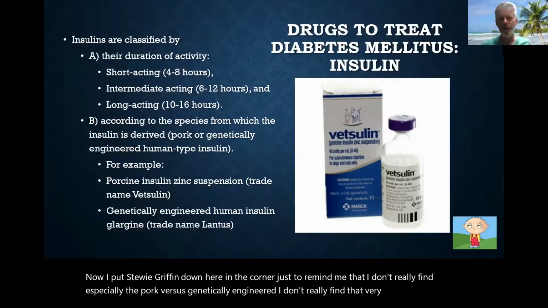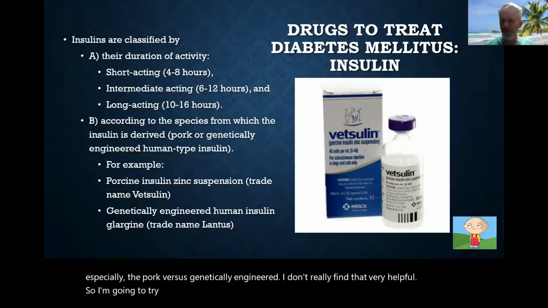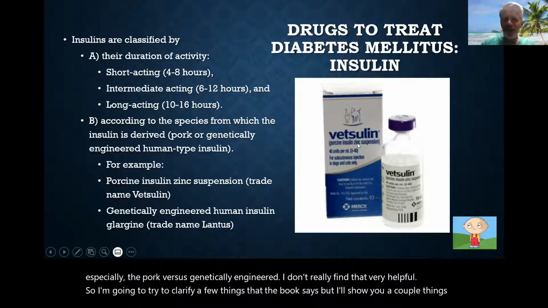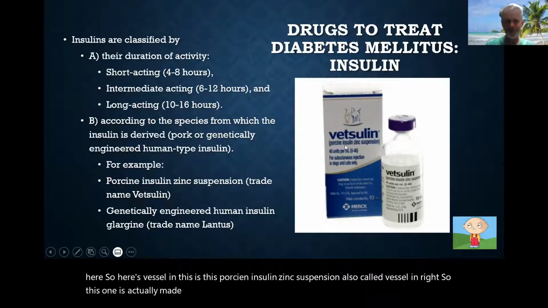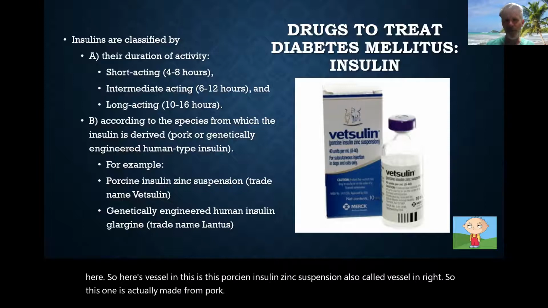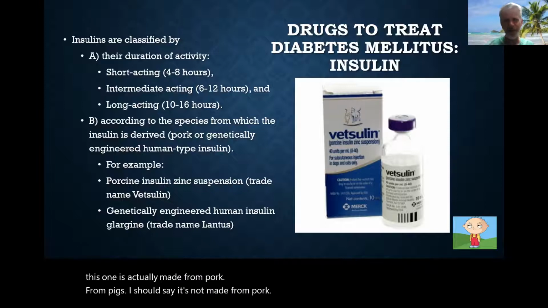And so I'm going to try to clarify a few things the book says, but I'll show you a couple things here. So here's Vetsulin. This is this porcine insulin zinc suspension, also called Vetsulin, right? So this one is actually made from pigs. It's not made from pork. It's made, I guess, from the pancreas of pigs.